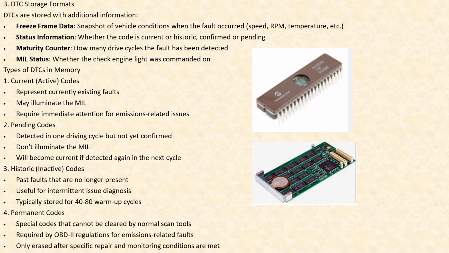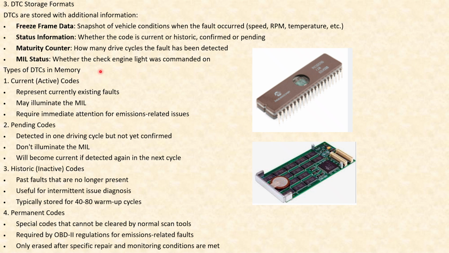Now, DTC storage formats. DTCs are stored with additional information, which comprises freeze frame data, a snapshot of the vehicle's conditions when the fault occurred: speed, RPM, temperature, etc. Next is status information, whether the code is current or historic, confirmed or pending. Then the maturity counter, how many drive cycles the fault has been detected. And the MIL status, whether the check engine light was commanded on or off. So these are the various other pieces of information which are stored along with the DTCs.